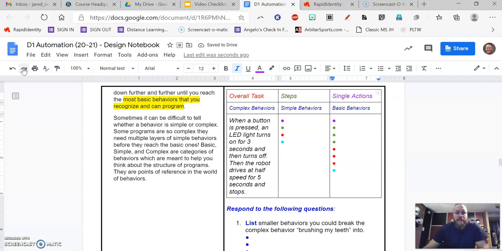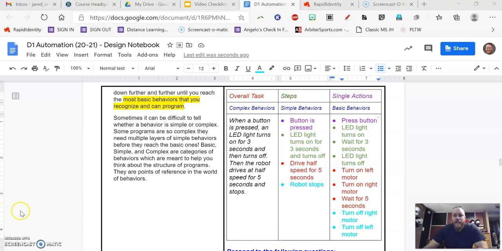So now that we have these labeled, the next step is to break this complex behavior into simple and basic behaviors. Challenge yourself, pause the video now, and see if you can fill in these bullet points with the simple behaviors and the single action or basic behaviors over here in the right column. Was this what you came up with? Are these the 4 steps that you were able to break that complex behavior down? And then were these the basic behaviors that you got?